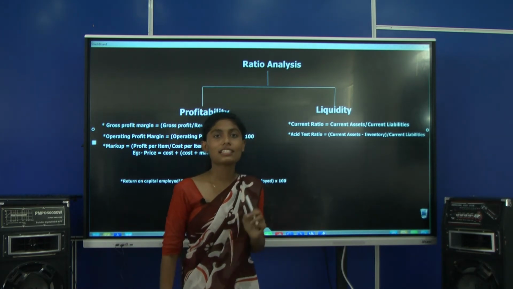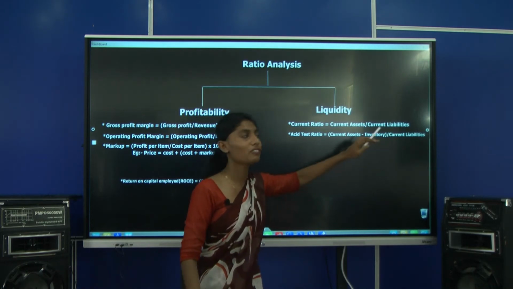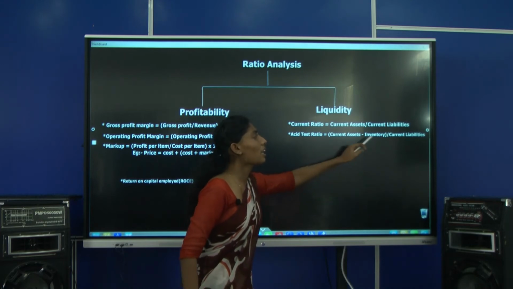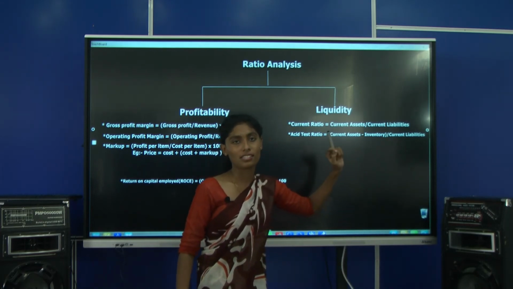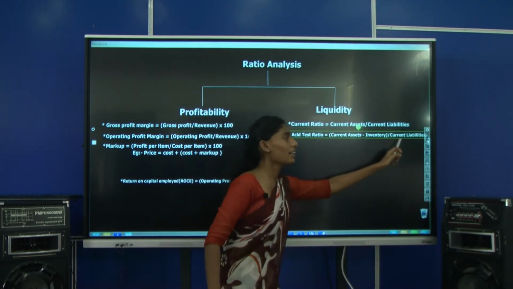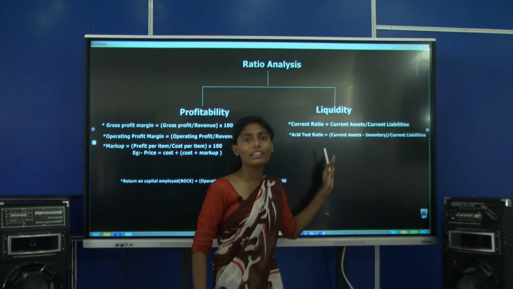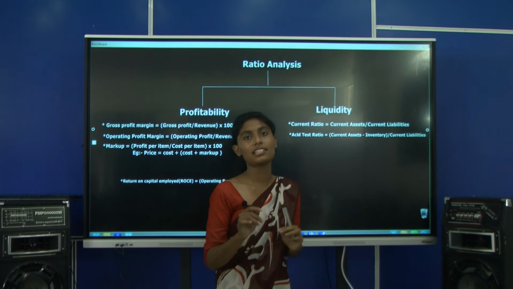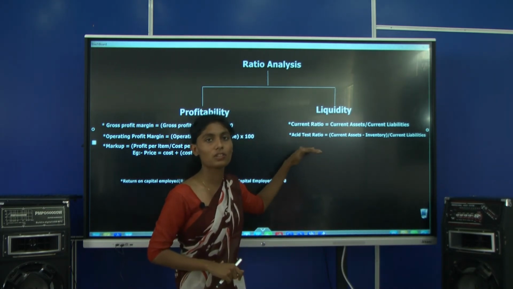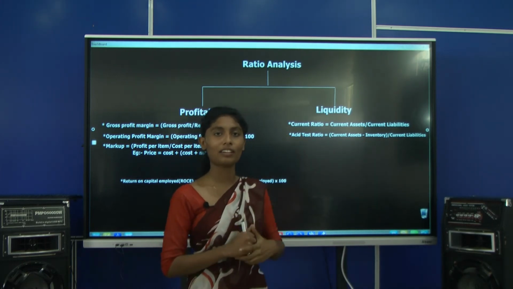And then we have the acid test ratio. The acid test ratio is the same as the current ratio, but we don't take inventory into our estimation. We just subtract the inventory from the current assets. But it's the same equation, current assets over current liabilities, when we subtract the inventory from the assets, because we don't take inventory into consideration in the acid test ratio. But the most crucial one among these is the acid test ratio. We always go for the acid test ratio because it's the accurate amount that we keep.